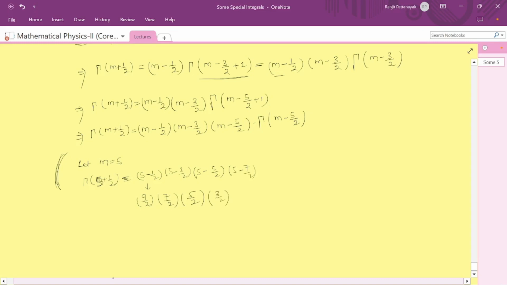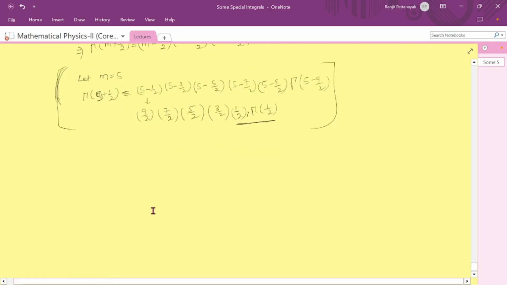Okay. Then 5 minus 9 by 2 will be half. Then gamma 5 minus 9 by 2 is nothing but gamma half. So whatever m value we consider, the last two terms are 1 by 2 into gamma 1 by 2.